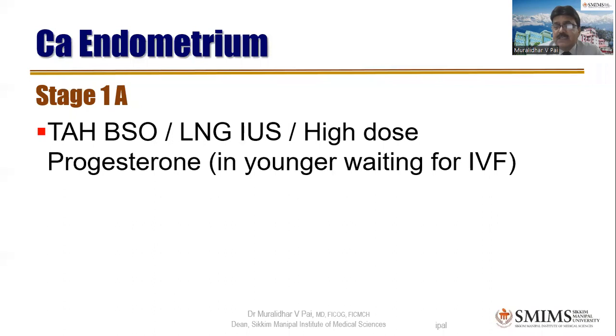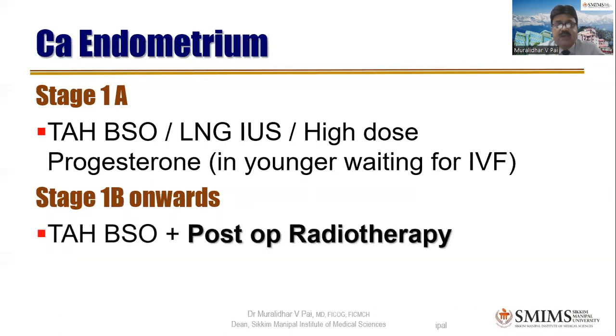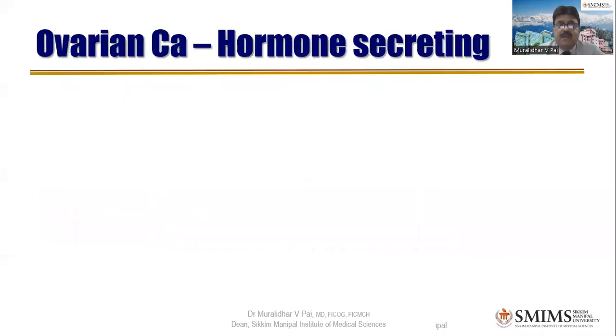After 6 months, they repeat the endometrial sampling. And if it is normal, they do IVF. And after the delivery of the baby, they go for TH-BSO. Stage 1B onwards, no choice at all, because lymphovascular invasion is guaranteed, which is more than 50% of the myometrium. You have to go for TH-BSO, and post-operative radiotherapy is a must.